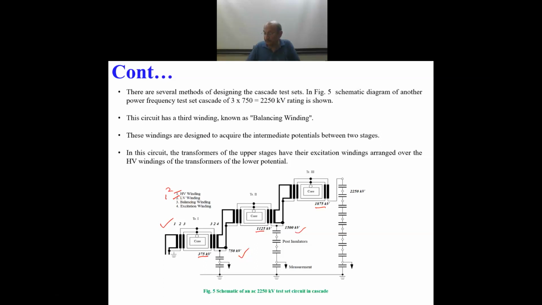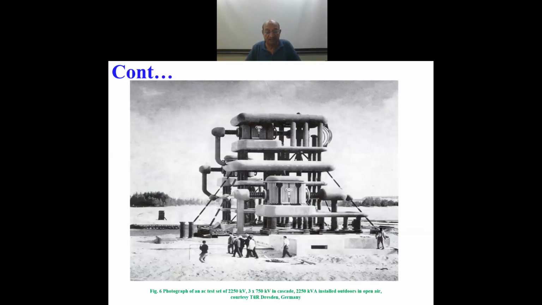Yeah, this balancing winding is there in order to reduce the bulk insulation, as I just now mentioned, and the rest of the things are the same. So this is an improved version of the cascading, and this is one such high voltage equipment producing 2250 kV using the principle I just explained.